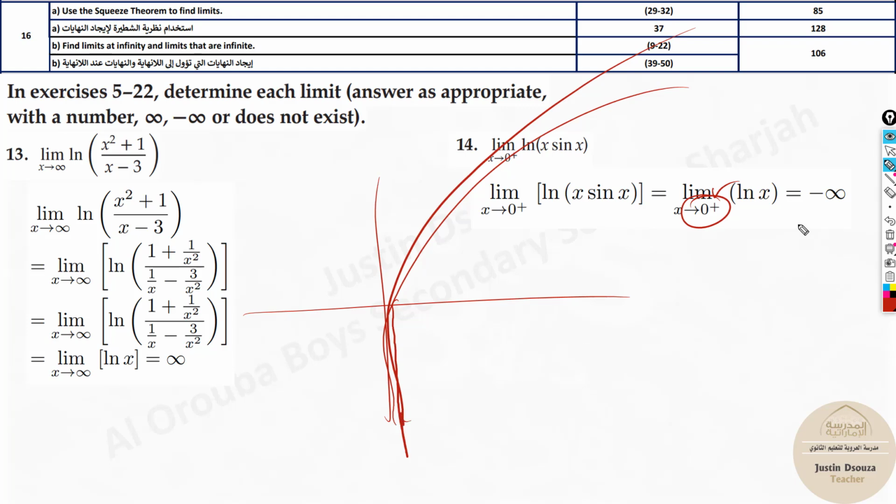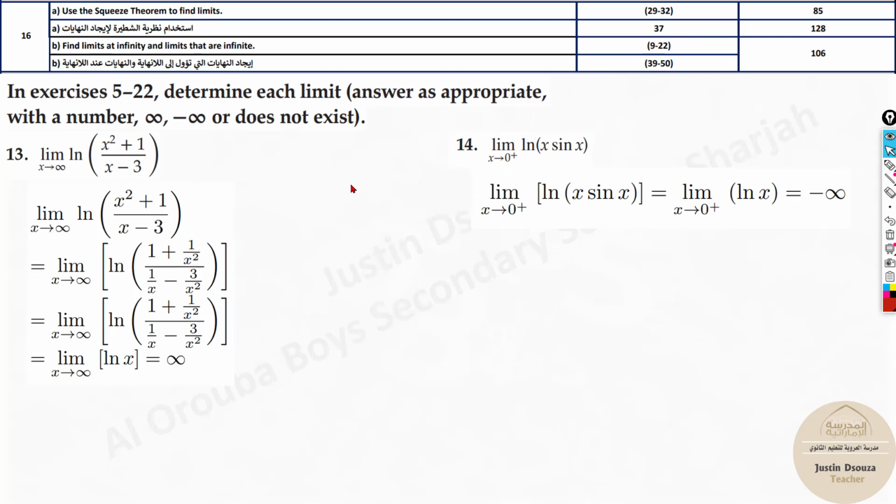Okay, so why? Because it's minus infinity, it's downwards. Even if you know the graph, you can directly check your answers. So this is it. And over here, you can just apply the infinity. And we have done a similar thing before.